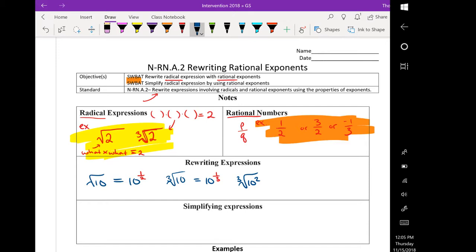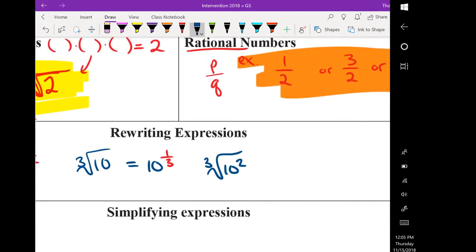There's a couple ways we could rewrite this. We know that when we have a radical, this cube root sign, that's going to turn into a 1 over 3. So this radical here is going to turn into a 1/3 exponent. But we also still have our 10 squared in there. So this is one way we could get rid of the radical sign and instead write it as a fraction in the exponent.